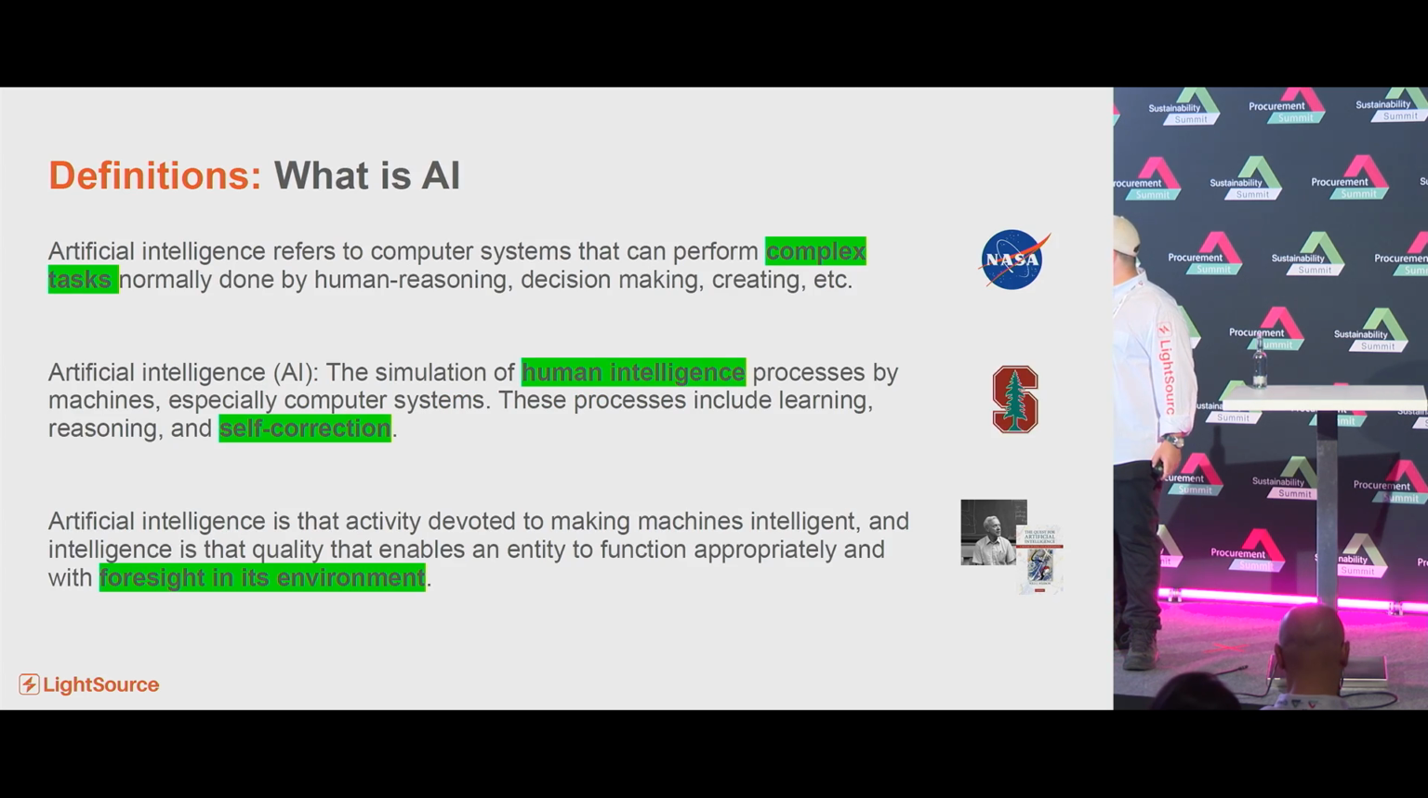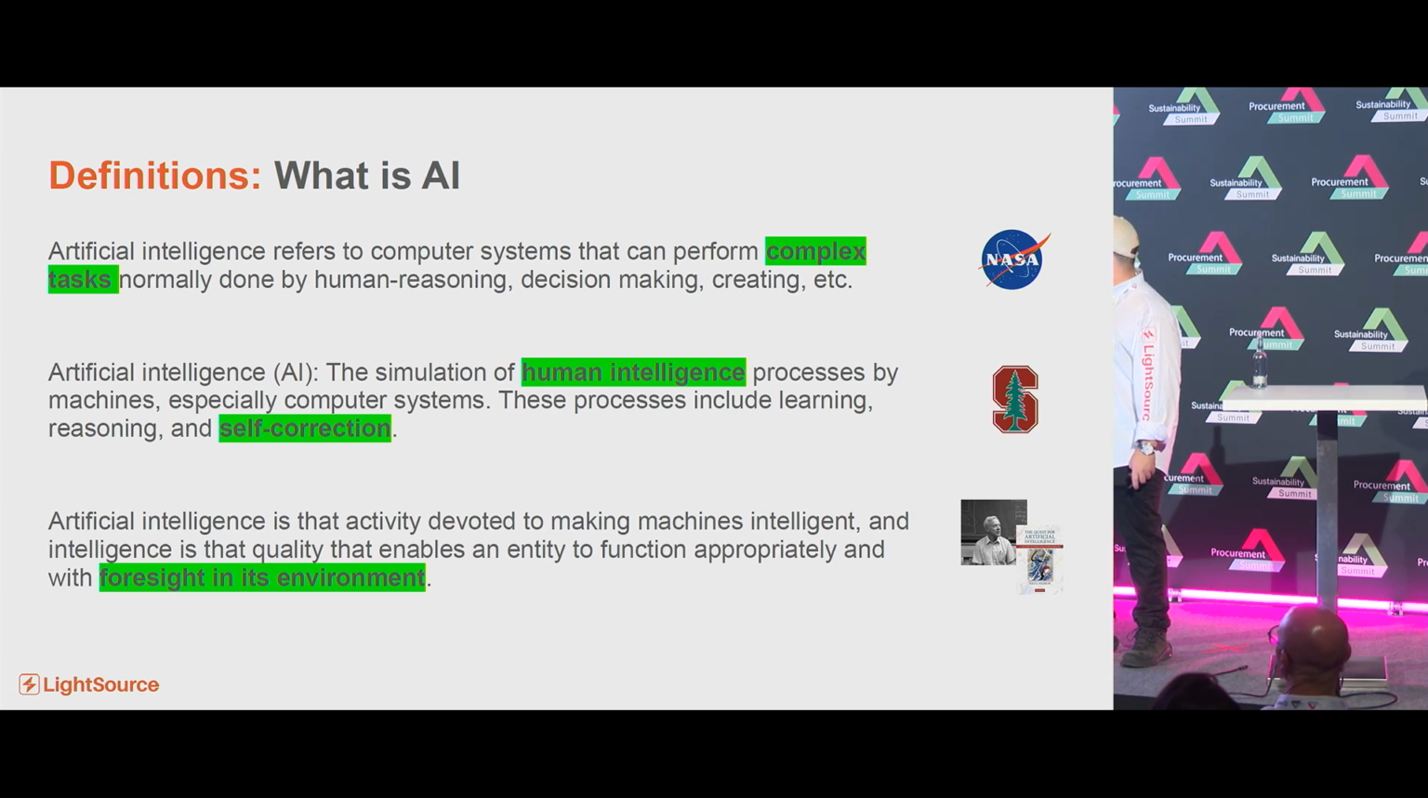So there are different definitions of AI. So I've listed a few here. One's from NASA, Stanford, and then from a compute researcher. And so NASA's idea of AI relates to the idea of complexity. So maybe complexity is the core to what makes something AI versus not.